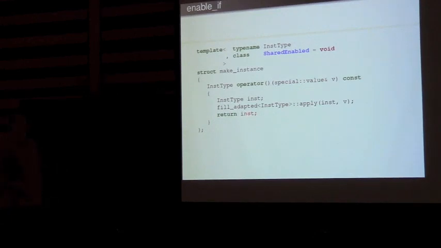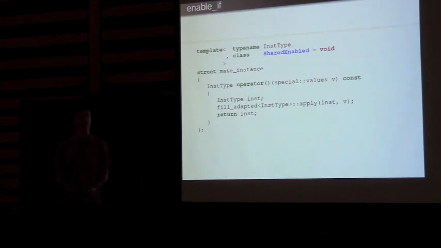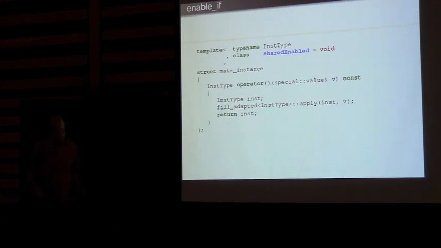So you can imagine all kinds of things that might go wrong if my instance type was actually a shared pointer in this code, right? It's not too hard to think about. Now, this here means what? Shared enabled equal void. What is that thing? Just a defaulted template parameter. And so if I don't provide a template parameter, if I don't provide a templated type when I create these make instance functors, what is it going to be? It's going to be void. So if I don't give one, it's going to be void.